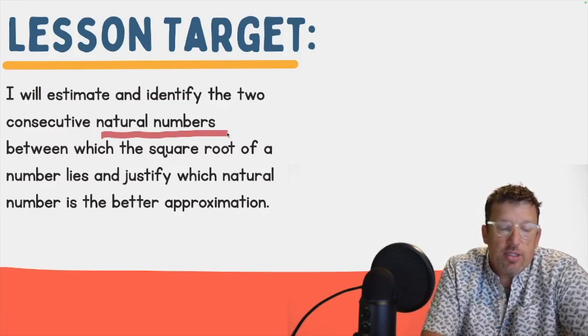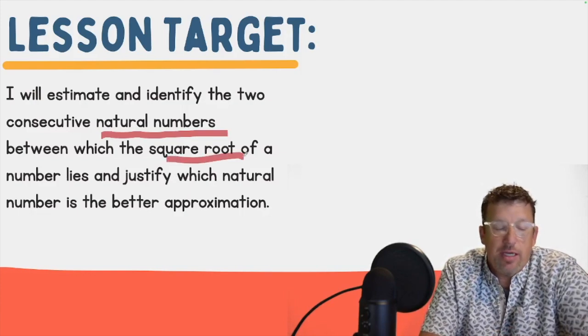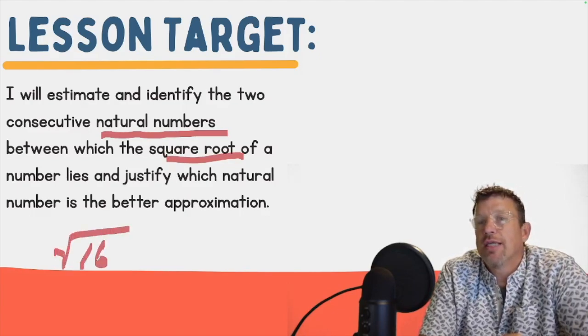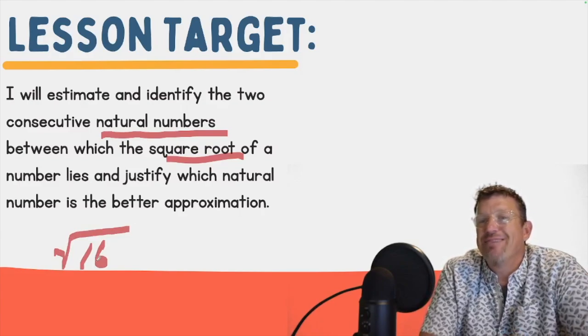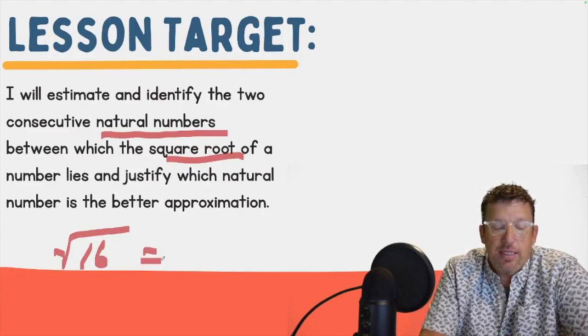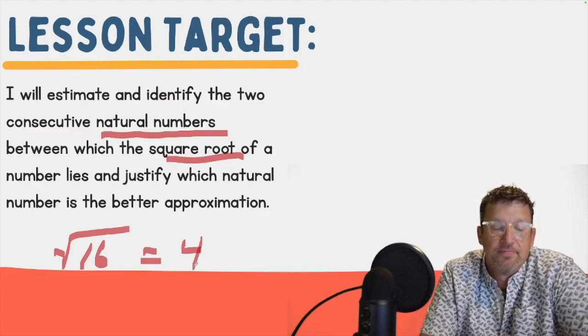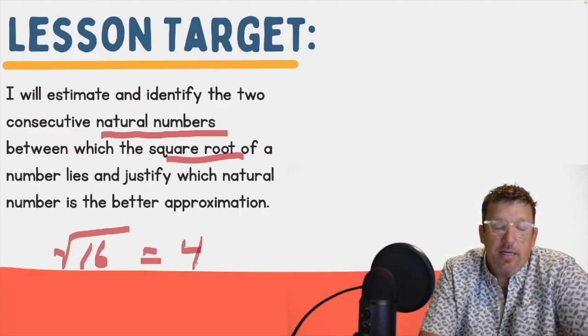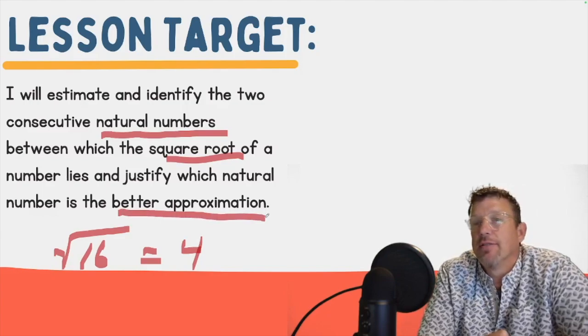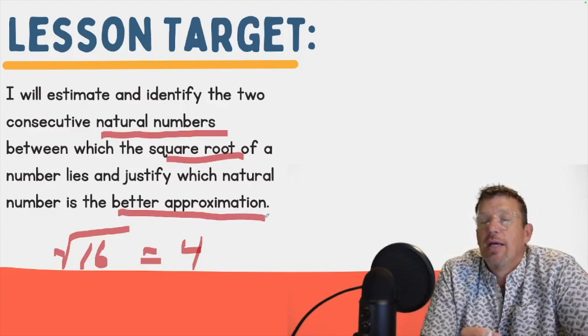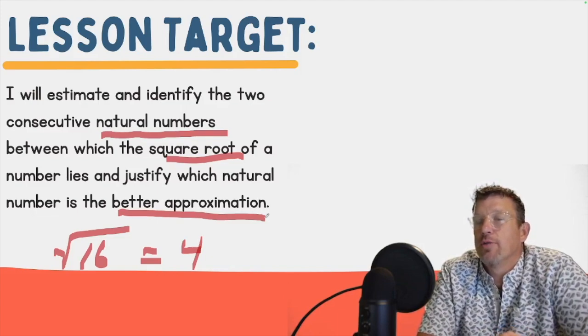And then when we talk about square root, it's the symbol that looks like this and has a number inside. What's the square root of 16? It's simply asking you what number times itself equals 16. Well, 4 times 4 equals 16. So the square root of 16 is 4. Okay. And when we get into talking about the better approximation, we'll explain when we're trying to figure out which two whole number square roots or natural number square roots it's between, which one is it closer to?